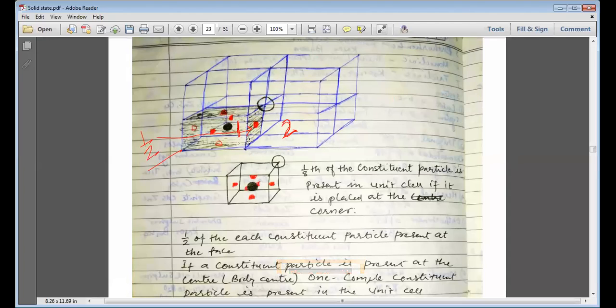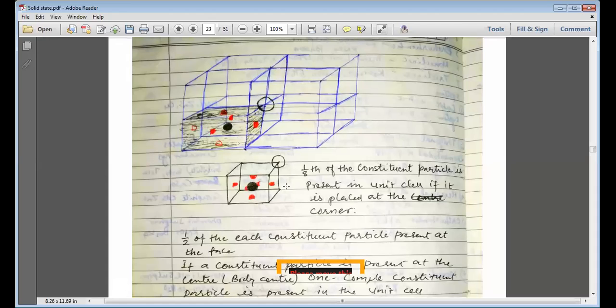But if you look at the particle which is shown with the dark color here, this particle is present at the body center, and it is completely present in the unit cell. This particle is not shared by any other unit cell.